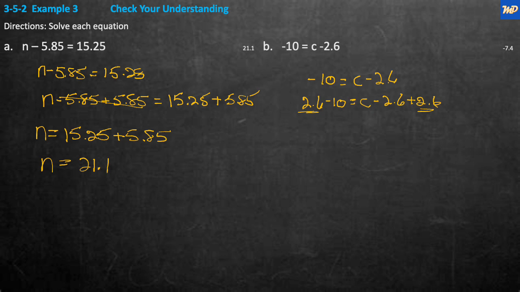Now that we've done that, on the C side, I'm sorry, I had a brain meltdown there for a second. The 2.6s are on the right-hand side, so they cancel, and I end up with a C on the right-hand side. And when I add or subtract, in this case, 2.6 from 10, I'm going to get negative 7.4. So C is equal to negative 7.4.